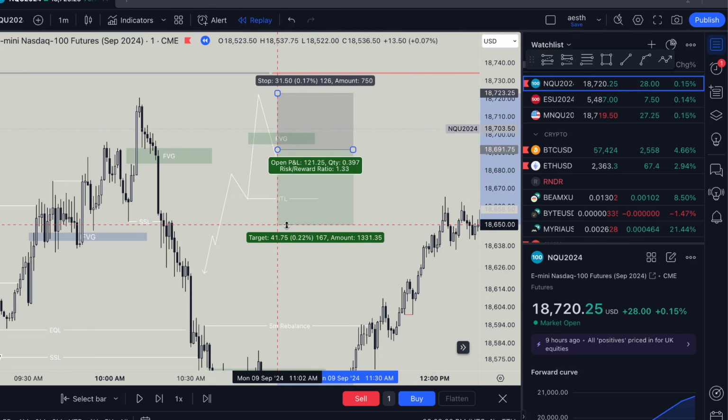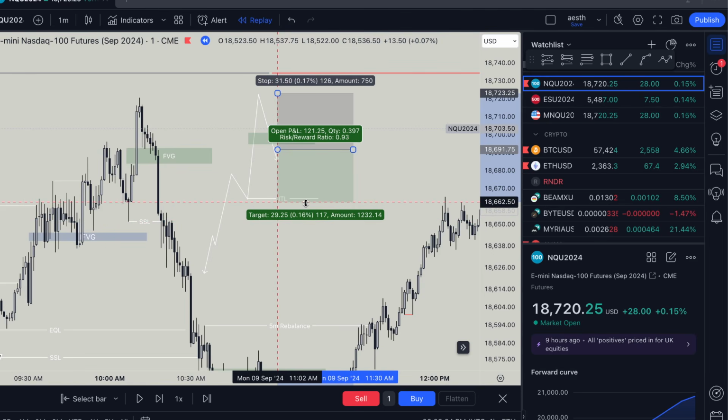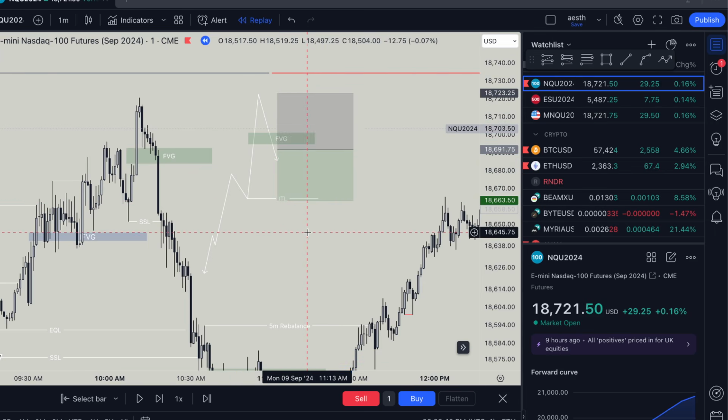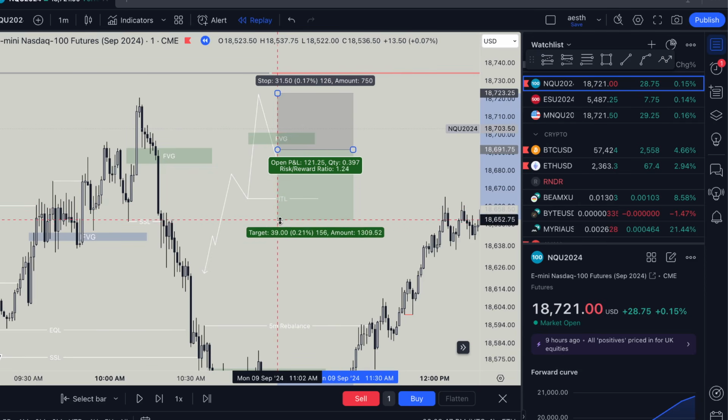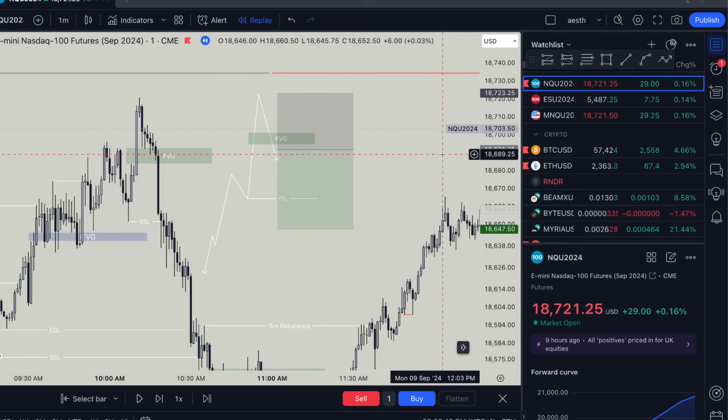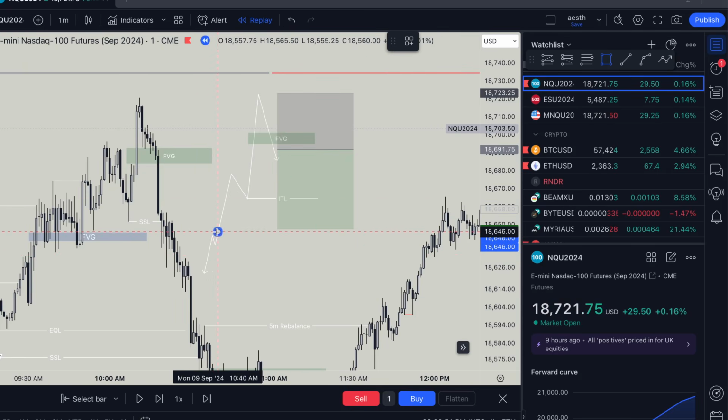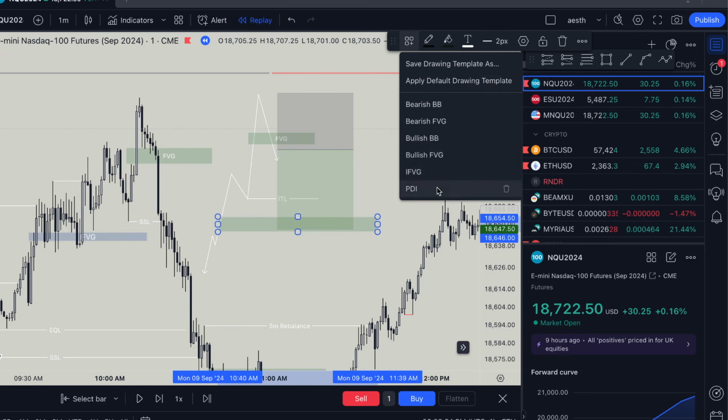Typically, you'd want about a 1-to-1 towards internal low or internal high. If you don't, it's not that serious. If it's something like this, where internal low might not be 1-to-1, I'll break even at internal low and then take my first TP at a 15-minute rebalance down here. You know what I mean? If it's something like that, it's not that serious.